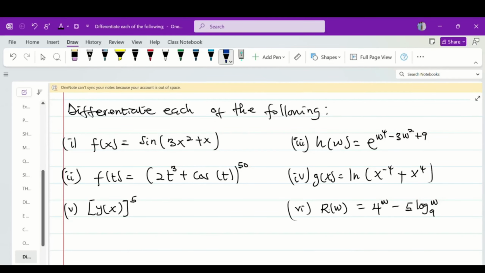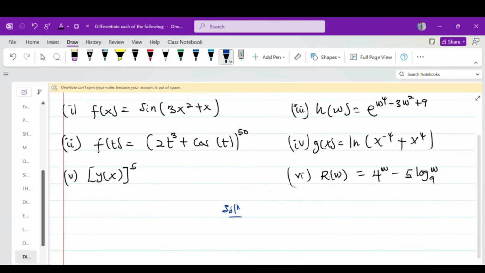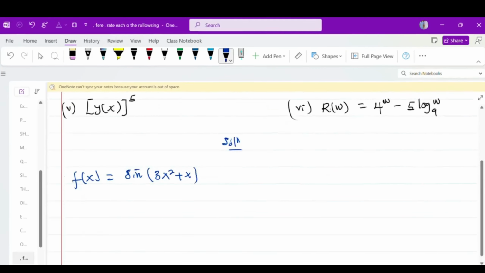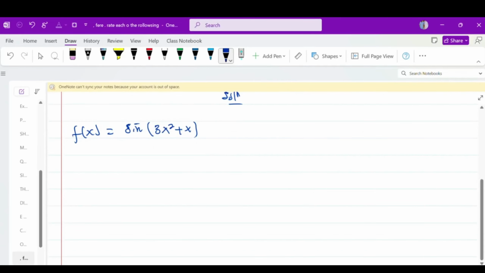Hello, welcome. So in this video, you're going to solve a couple of questions under differentiation. Let's start with the first one. You have to differentiate the function f of x, which is equal to sine of 3x squared plus x. And this is a composite function. So you're going to use the chain rule.